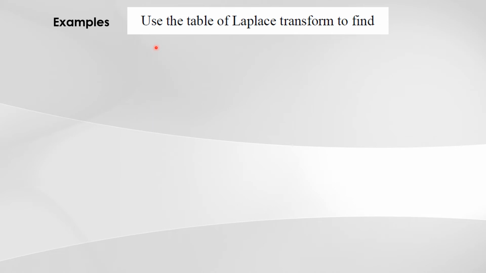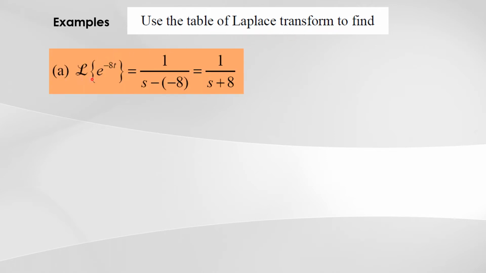Let us learn how to use the table of Laplace transform. In this question, we are asked to use the table of Laplace transform to find a Laplace transform of e to the negative 8t. So how to find the Laplace transform of this function? We can refer to the table of Laplace transform, row number 4. If you look at row number 4, this is the function that matches the function given in the problem. So if we compare these two, we can see that a in this question is given by negative 8.